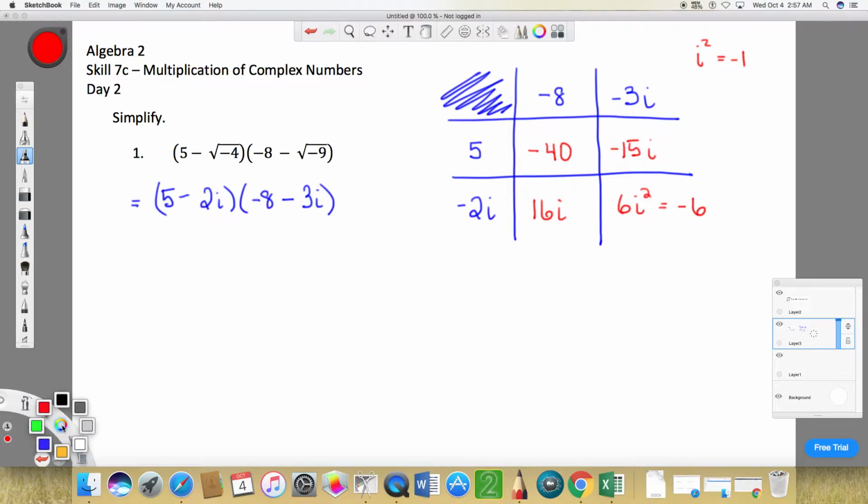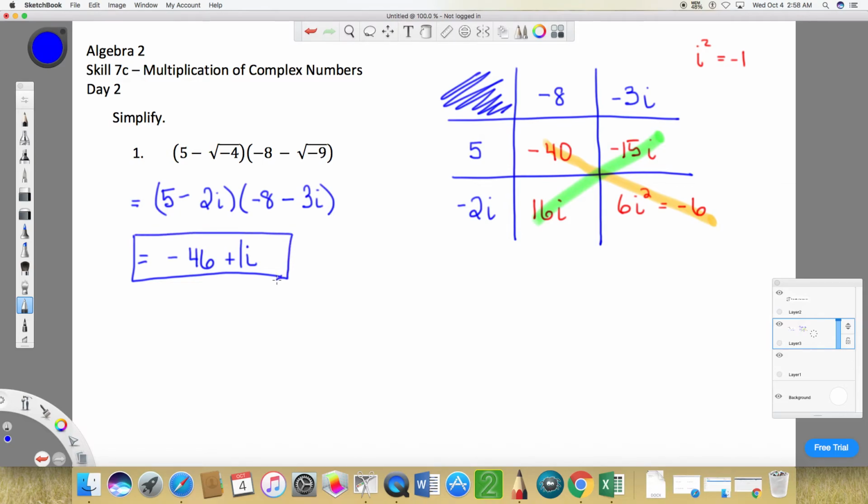And most of the time, you'll notice that this diagonal is like terms, and the other diagonal is like terms. So you can combine those like terms, and -40 minus 6 is -46. And 16I take away 15I leaves us with just 1I. And you can write the 1 there if you'd like. So there's our final answer.